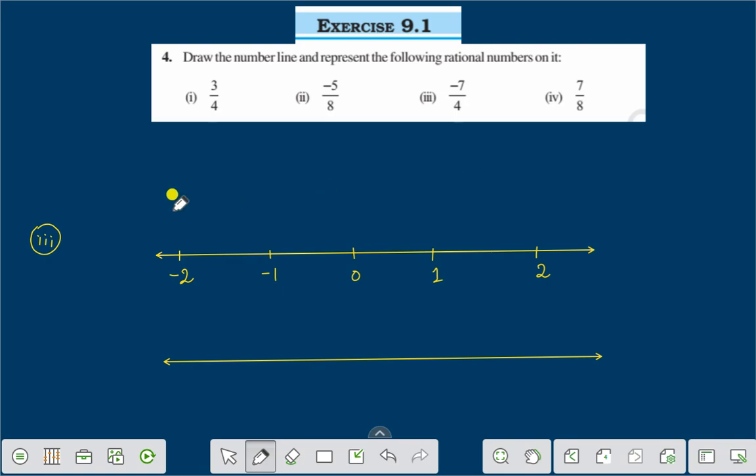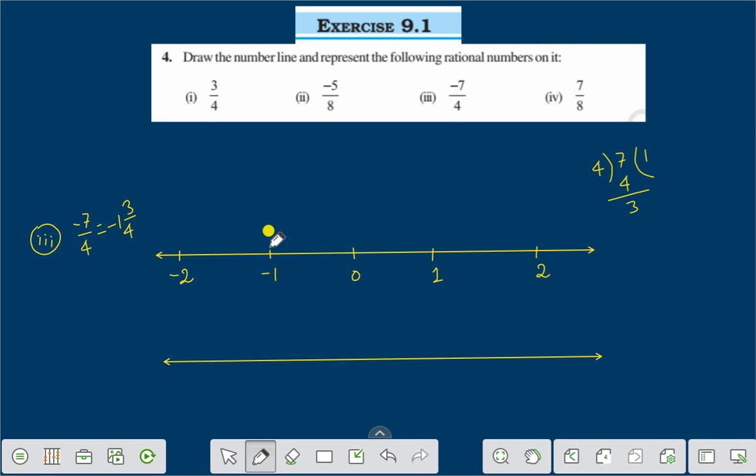What is the value? Value is -7 by 4. Right. Now if we divide 7 by 4, what do we get? We are getting 4 on 4, 5 7 3. There is 1 whole 3 by 4. That is equal to -1 whole 3 by 4. Now here you see -1 is this part, right?